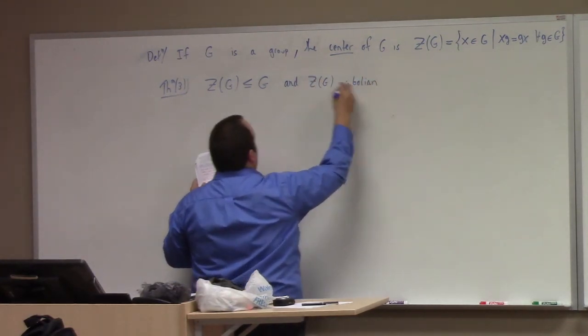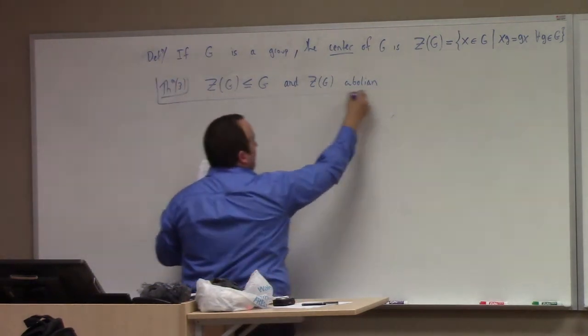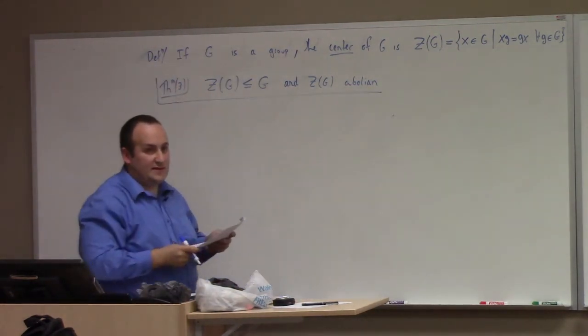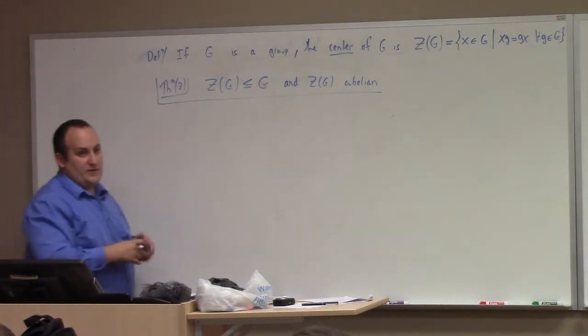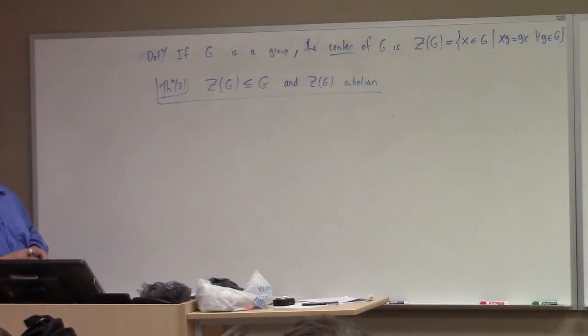Now, the fact that the center is abelian, that's pretty much immediate from the definition of the center, because the center is the subset of elements of a group which commute with all other elements. So in particular, it commutes with itself. So the fact that the subgroup is abelian is not at all surprising.